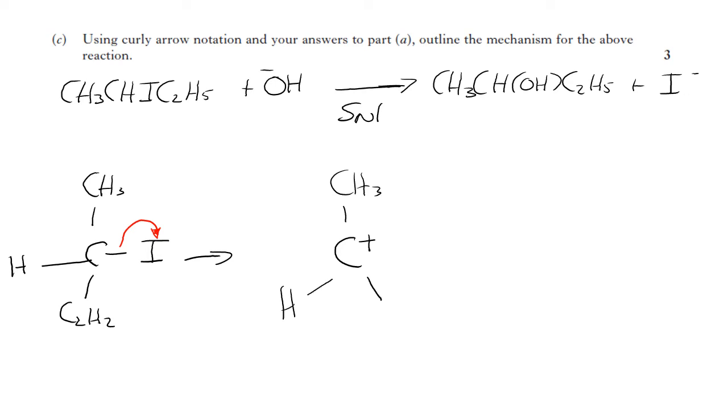Remember, it is trigonal planar, and that is its shape. I will also have an I minus ion. Now what's happening next is our hydroxide, which remember has a lone pair of electrons. They're going to come in and they're going to attack the carbon.